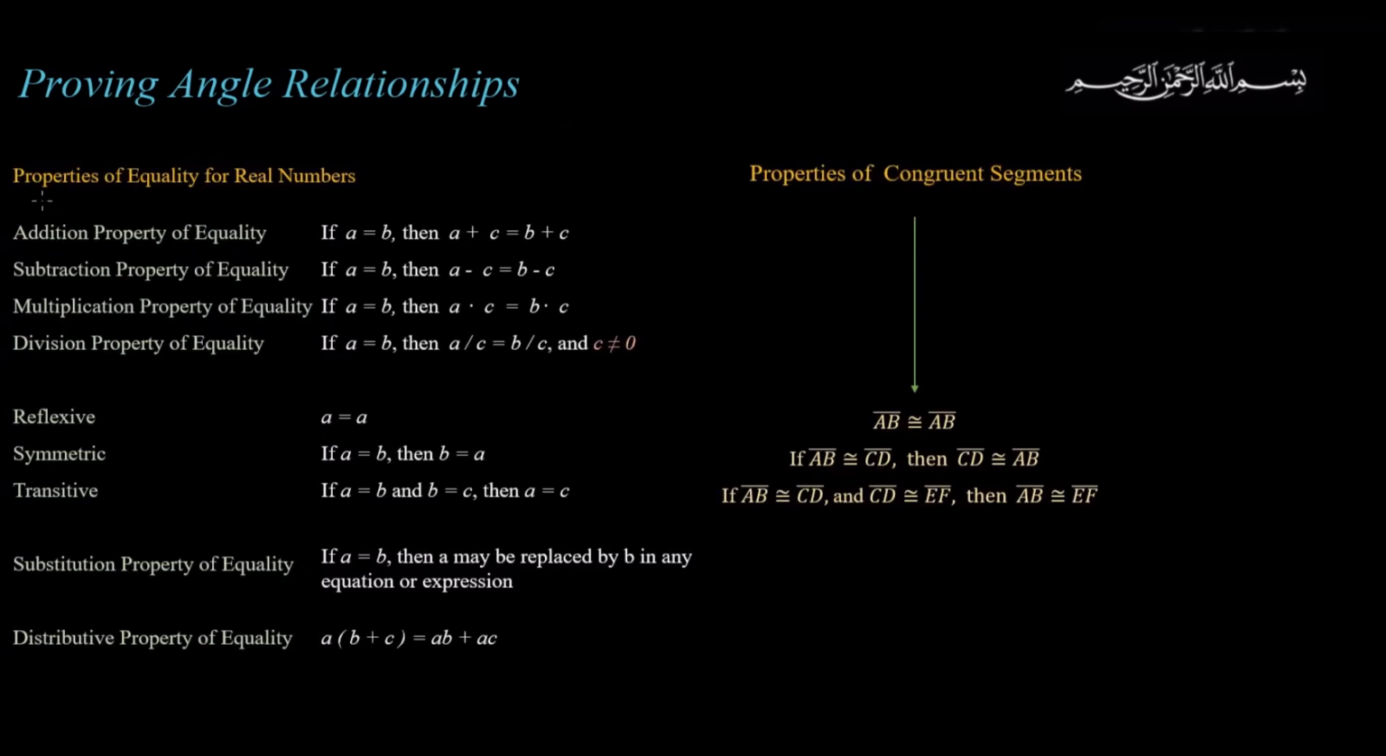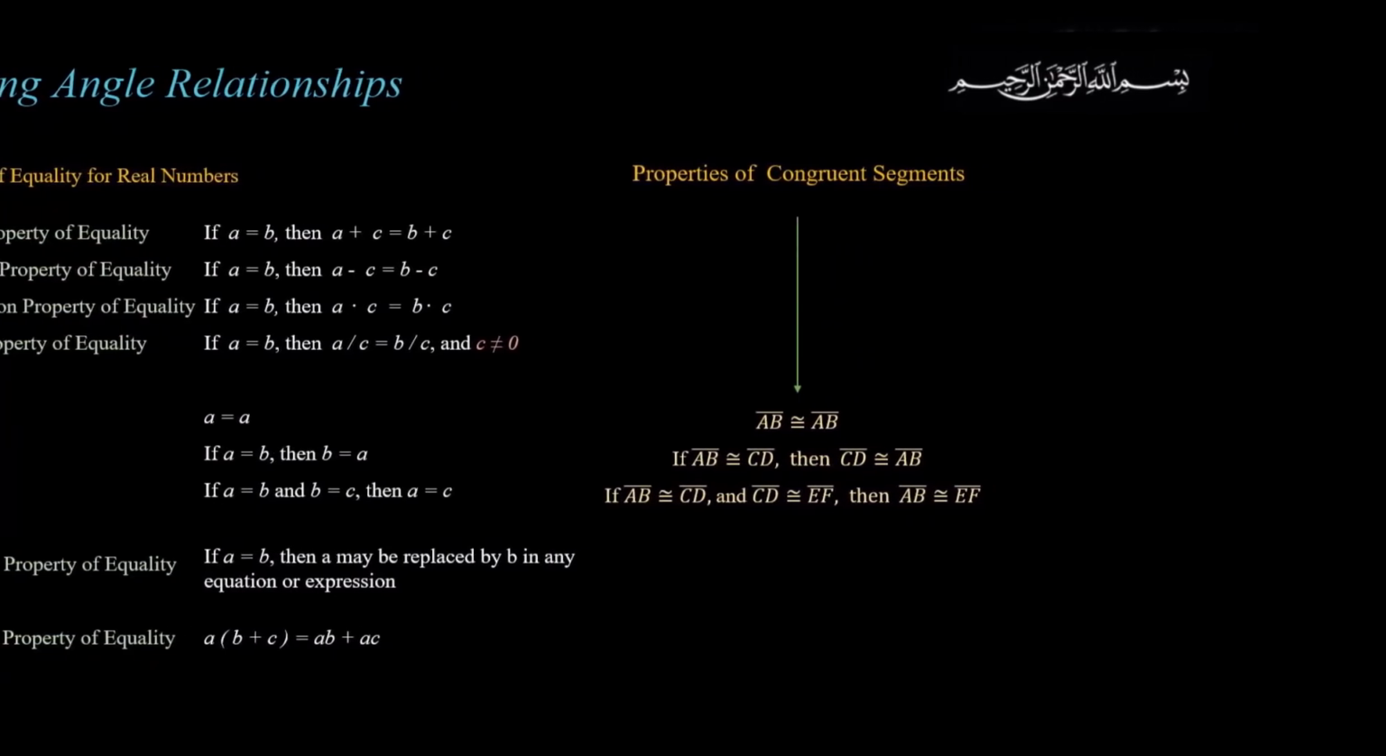Here we have properties of equality for real numbers, and I'm sure you're quite familiar with the addition, subtraction, multiplication, division property of equality for real numbers, the reflexive, symmetric, and transitive property of equality for real numbers, the substitution property of equality for real numbers, and the distributive property of equality for real numbers. To this we had added previously properties of congruent segments, the reflexive property of congruent segments, the symmetric property of congruent segments, and, of course, the transitive property of congruent segments.